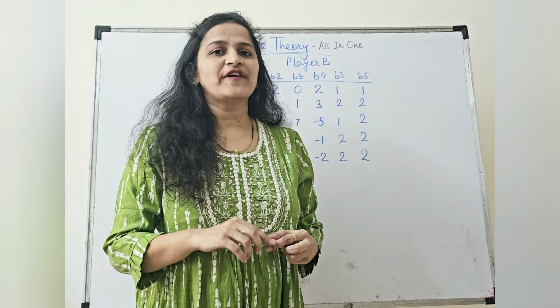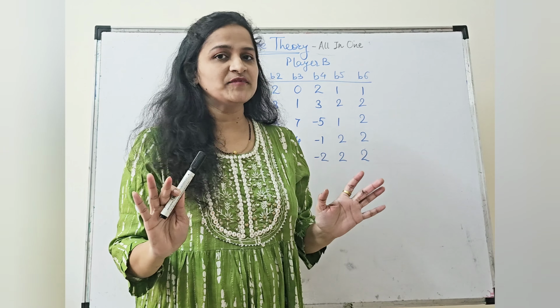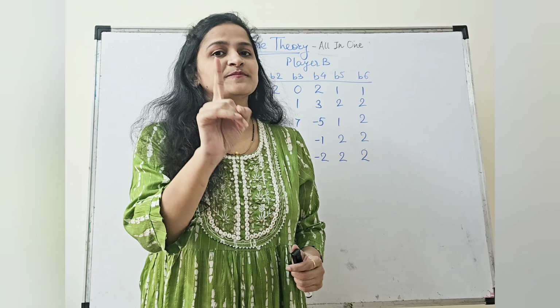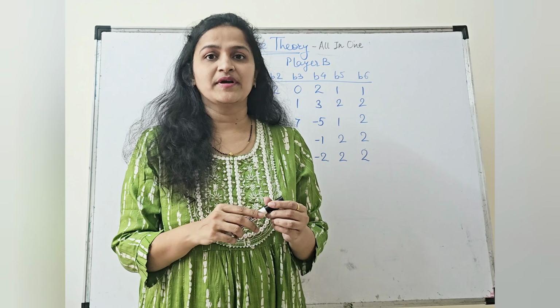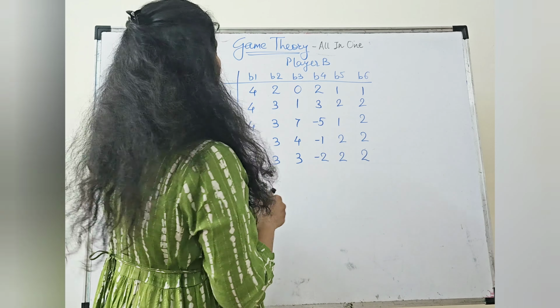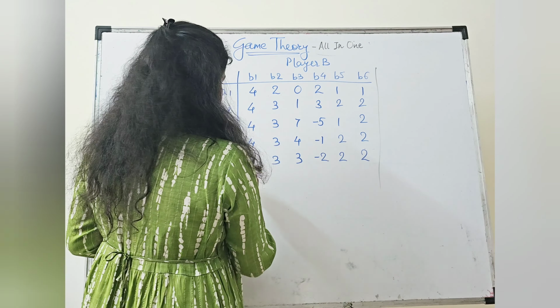We always try to find out the saddle point for any game theory. If a saddle point exists, that is a pure strategy game. If a saddle point does not exist, it is a mixed strategy game. Correct? Let's now check for the saddle point. How do you find the saddle point first?